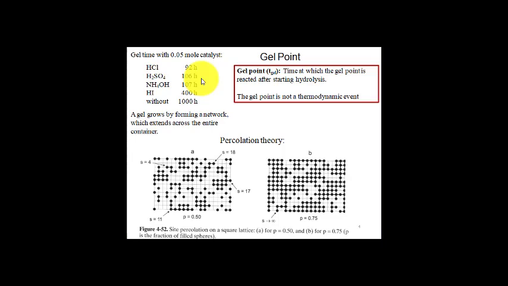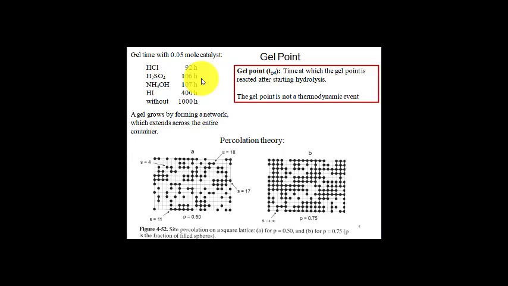Here we use percolation theory. Figure 4.52 shows site percolation on a square lattice. In figure A, P is equal to 0.5, and in figure B, P is 0.75. P represents the fraction of filled sites.